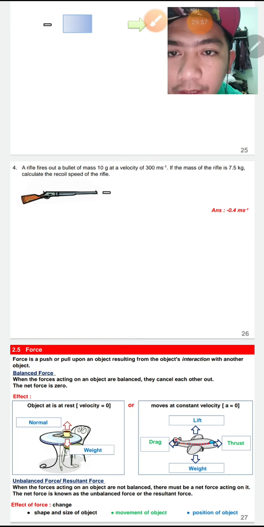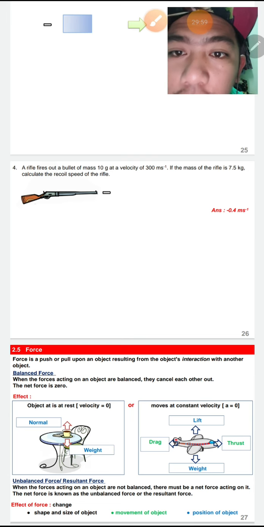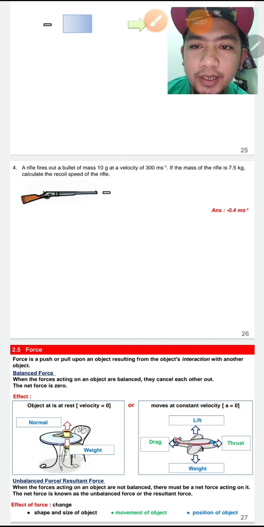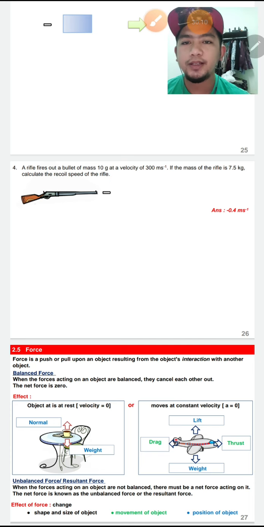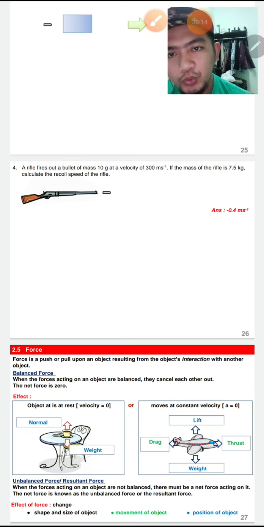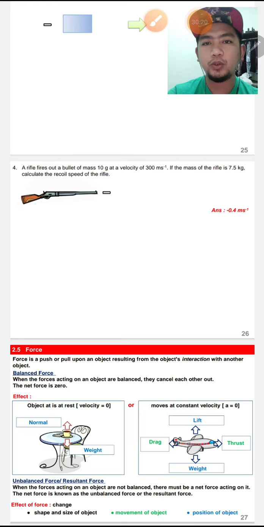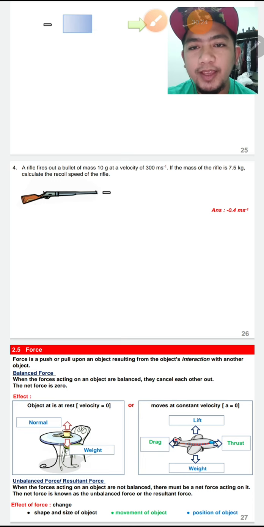A rifle shoots out a bullet of mass 10 gram at a velocity of 300 meter per second. If the mass of the rifle is 7.5 kilogram, calculate the recoil speed of the rifle. So, as usual, you need to identify either this is elastic collision, inelastic collision, or explosion.